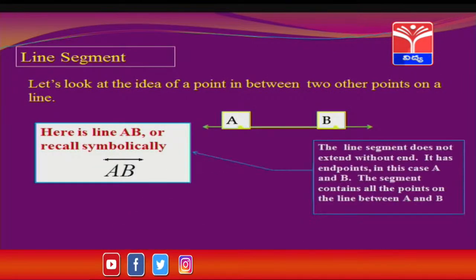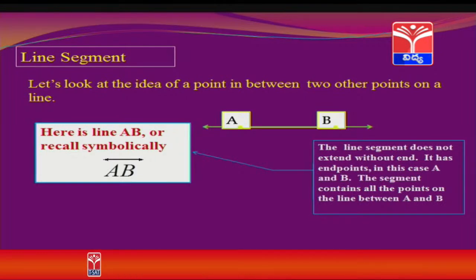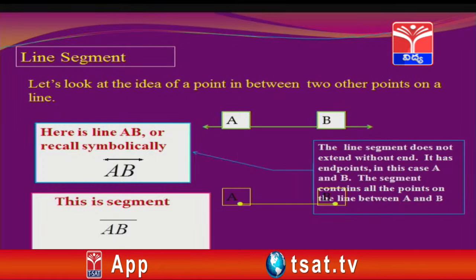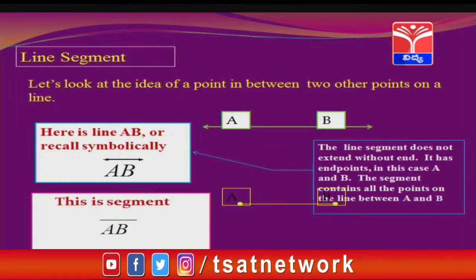So, let us look at the idea of a point in between 2 other points on a line. AB is a line, this is a line segment. You see the difference between the line and the line segment, okay.